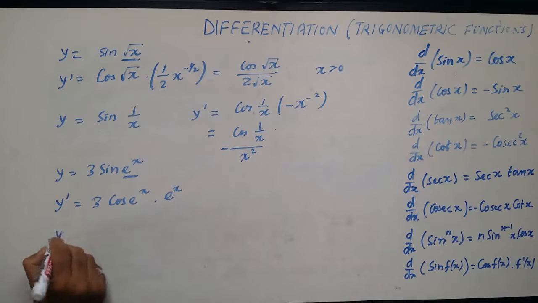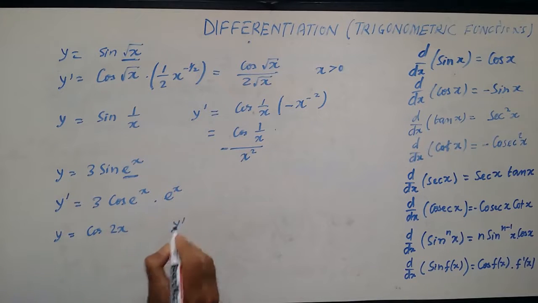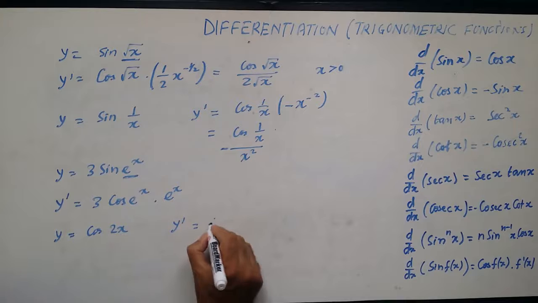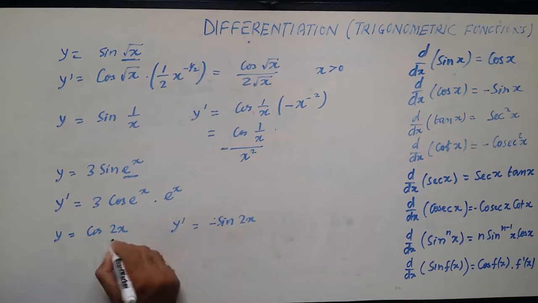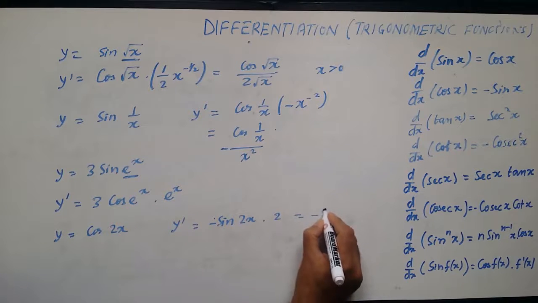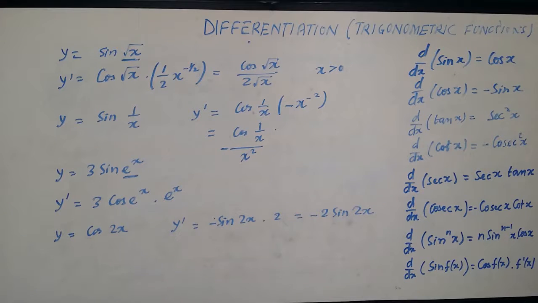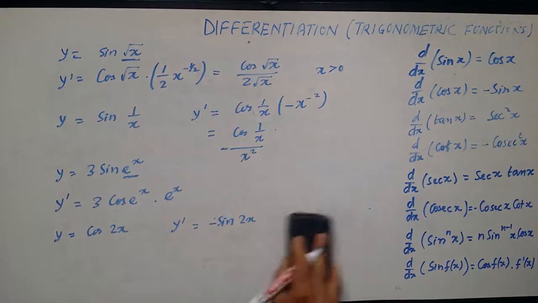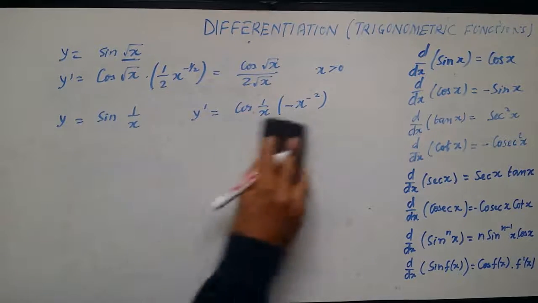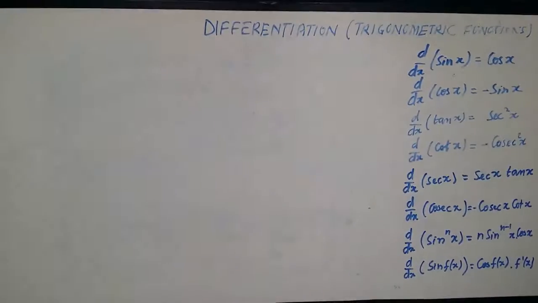Let's see another one. Y is equal to cosine of 2x. So the differential of y is, the derivative of cosine is minus sine, so it will be minus sine of 2x, and then the differential of 2x is 2. So we can write this as minus 2 sine of 2x. Okay, so these are some of the simple solutions to functions involving trigonometric expressions.